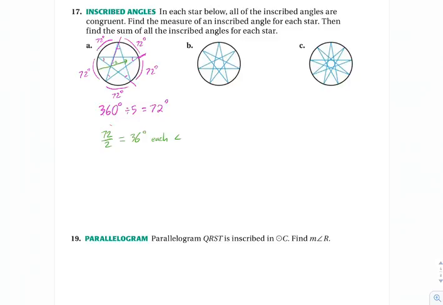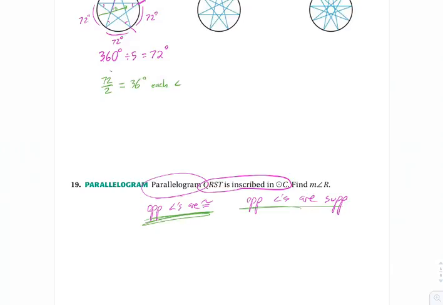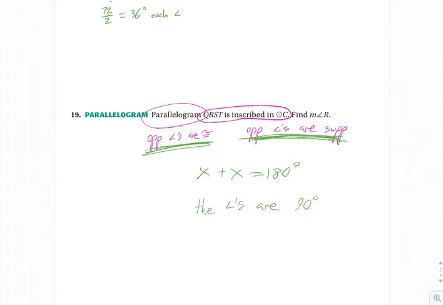So here it says we have a parallelogram inscribed in a circle. So we know when it's a parallelogram that opposite angles are congruent. But we also know quadrilateral inscribed in a circle is opposite angles are supplementary. And so if 2 angles are both congruent and supplementary, that means 2 things that are the same add up to 180 degrees. So that must mean the angles are 90 degrees. Right? That's the only way for 2 numbers to be the same and add up to 180. And so it doesn't ask us, it just says find the angle. So all 4 angles are 90 degrees.